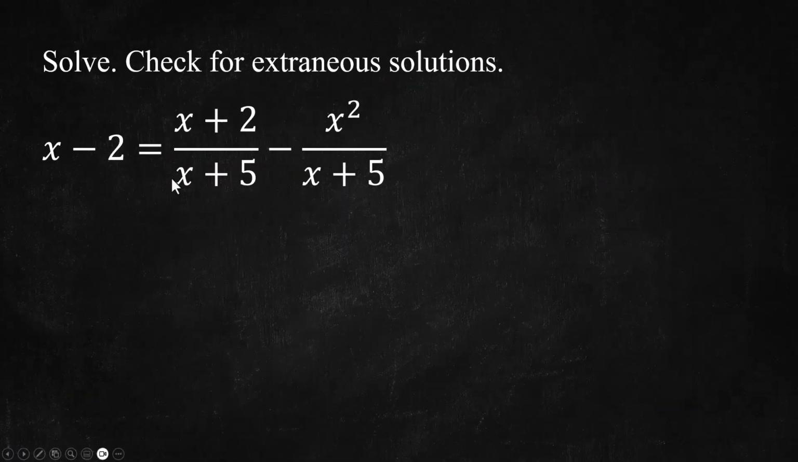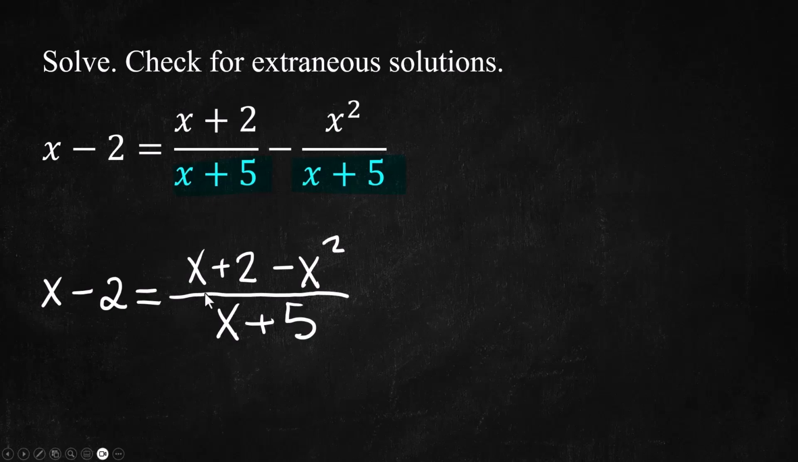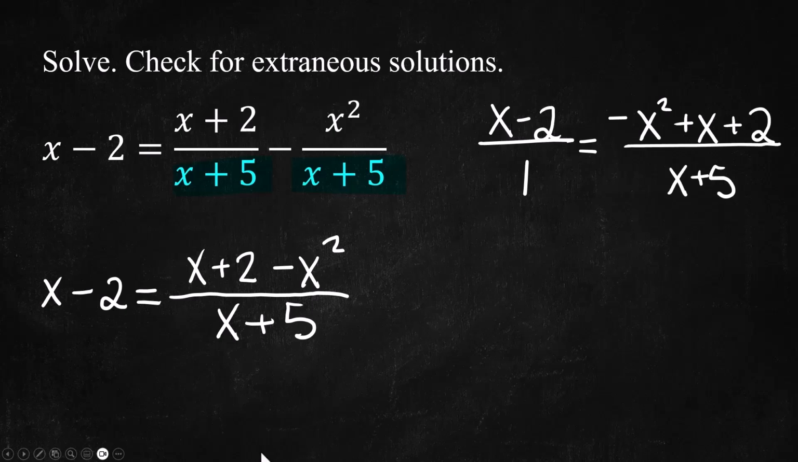So first off that I notice, I actually have a common denominator here. So I just added the numerators together over that same common denominator. Now I'm going to rewrite the x minus 2 over 1. There's more than one way to do all these, but I'm going with a cross multiplication at this point, so I can just get rid of these fractions.